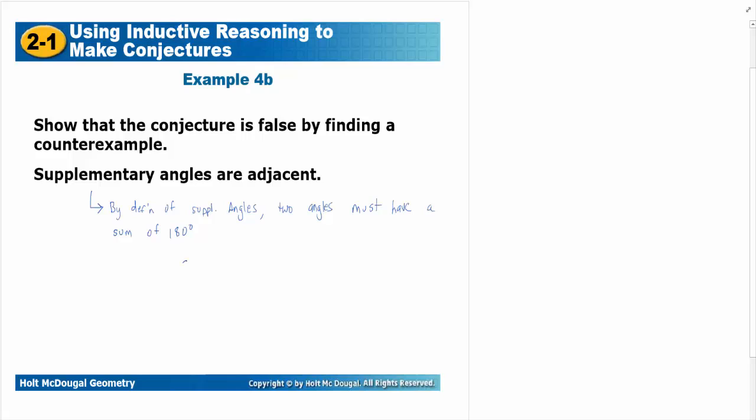Therefore, a counterexample would be something like this. Let's say this was 60 degrees, and I'll use another angle here, and let's say that's 120 degrees. And those are supplementary because it's two angles and they have a sum of 180 if I added them. There's nothing in the definition that says they have to be a linear pair. They can be a linear pair, but they don't have to be. So because of the definition and the example that I gave, I can still make my statement. Therefore, the conjecture is false.